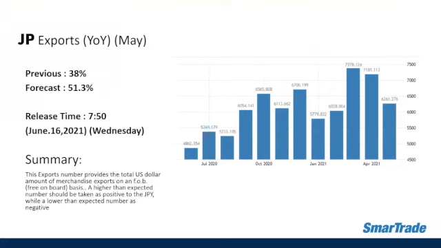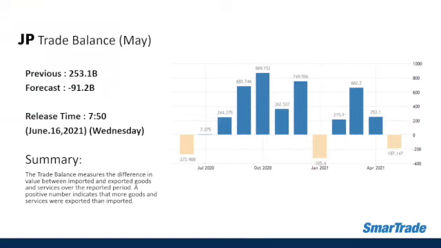Aside from the weekly crude oil stock, we also have exports for Japan for the month of May, year-on-year basis. The previous data was 38% and forecasted at 51.3%, released earlier at 7:50 a.m. The exports for Japan were 49.6%, lower than the forecasted but higher than the previous data.